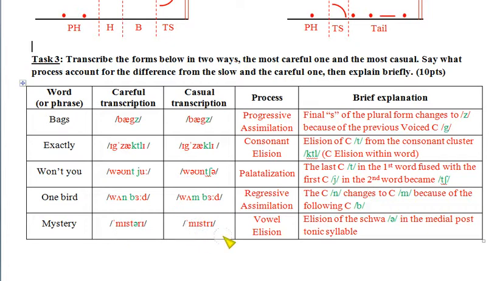The last word is mystery, and the casual transcription is mystery. You notice that we have omitted the schwa, and this process is called vowel elision. The explanation is the elision of the schwa in the medial post-tonic syllable.